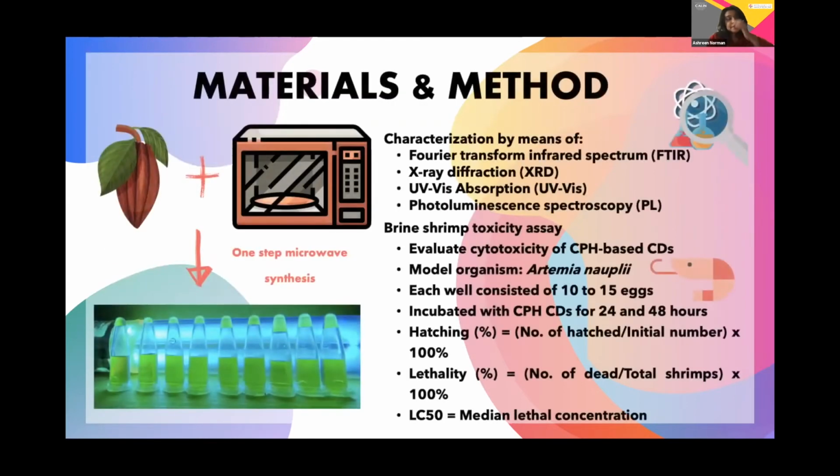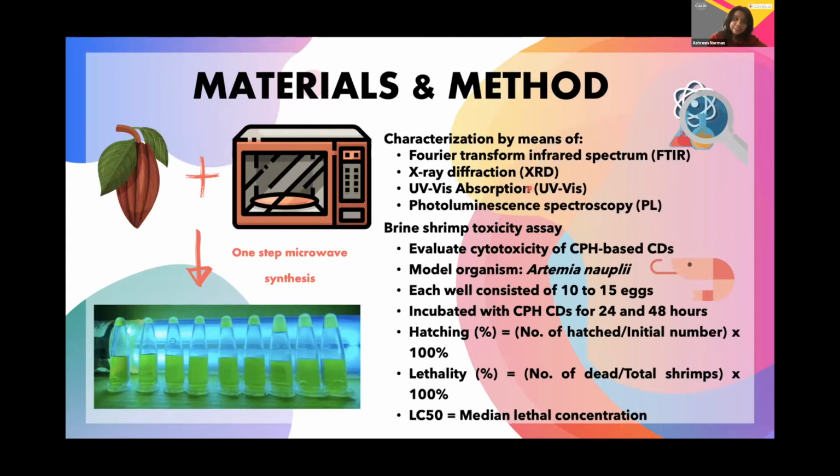For the materials and methods, here we have the cocoa pod husk. I dry it, grind it to a fine powder, mix it with water, and put it into the microwave for a certain amount of time and a certain temperature. Then I take it out, centrifuge, and filter, and voila, I get my green fluorescent materials, as you can see here under the UV light.